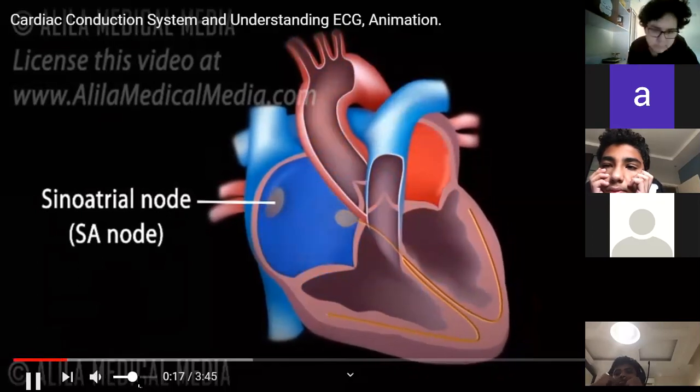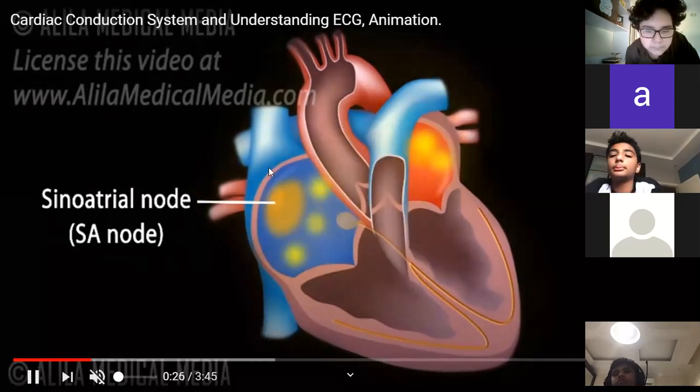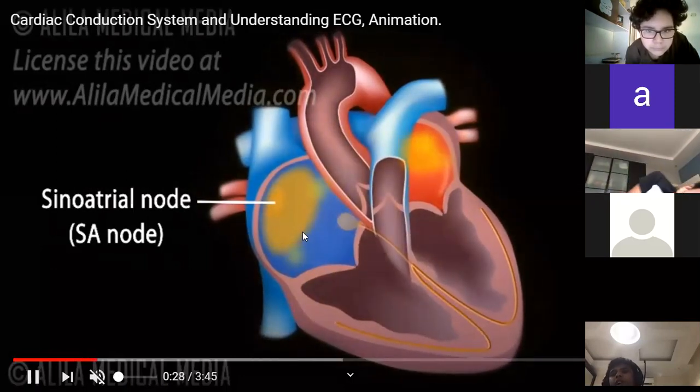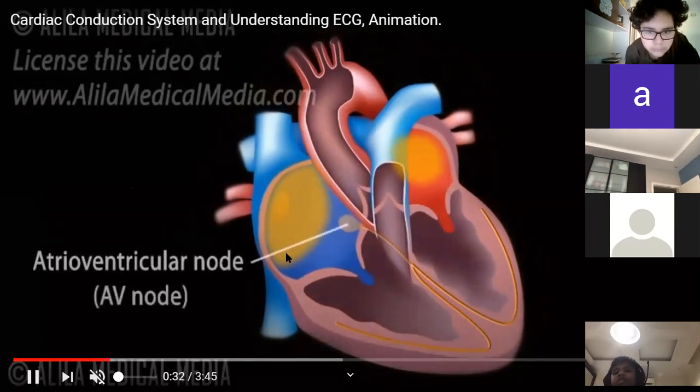This is the natural pacemaker of the heart. It initiates all heartbeat and determines heart rate. So the pacemaker actually tells the muscles of the heart how fast you have to pump and how slow you should be. So look at this.